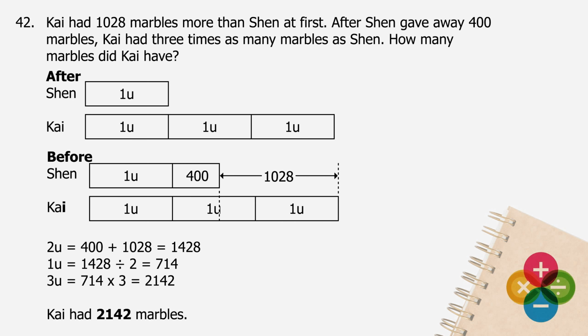Kai had 3 times as many marbles as Shen. Kai will have 3 units to 1 unit from Shen. 2 units will be, add 400 to 1,028, and the sum is 1,428. 1 unit will be, divide 1,428 by 2, and the quotient is 714. 3 units will be, multiply 714 by 3, and the product is 2,142. Kai had 2,142 marbles.